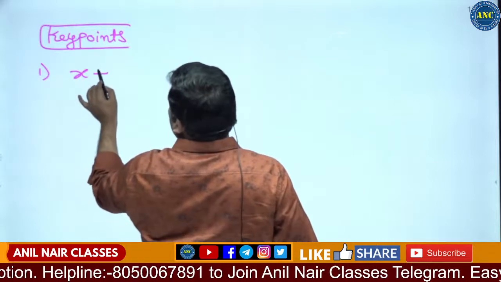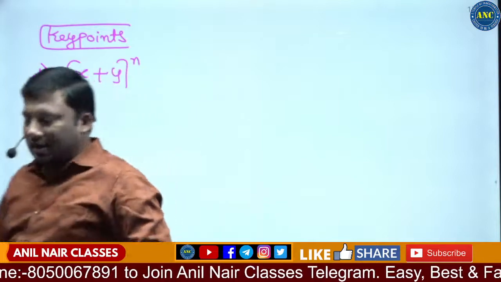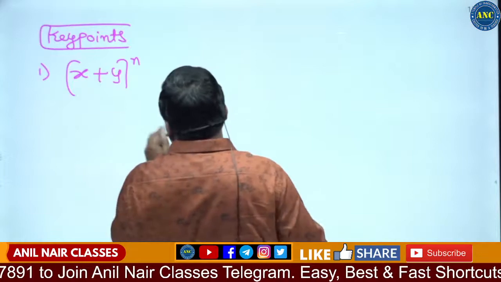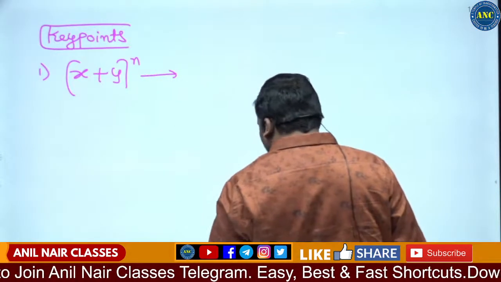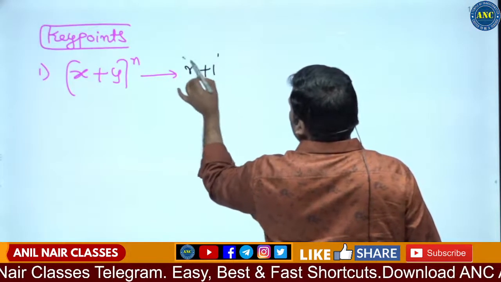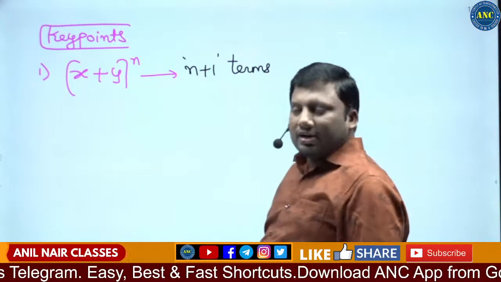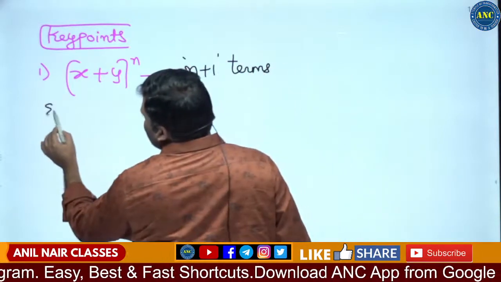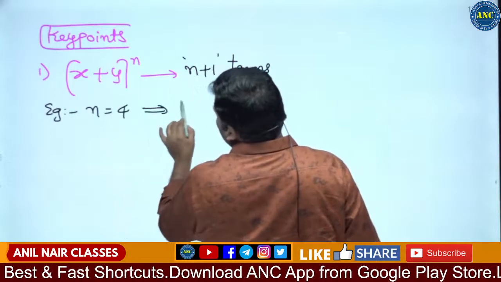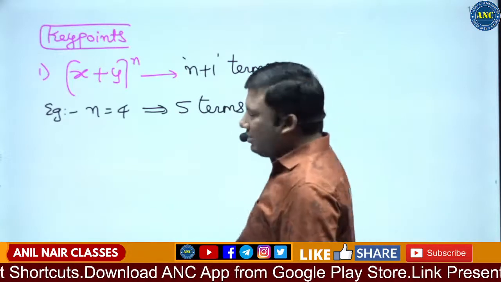If there is a binomial (x plus y) power n, if the power is n, totally how many terms will I get? I will get totally n plus 1 terms. For example, if n is 4, totally how many terms will I get? 5 terms I will get. Listen carefully, 5 terms.